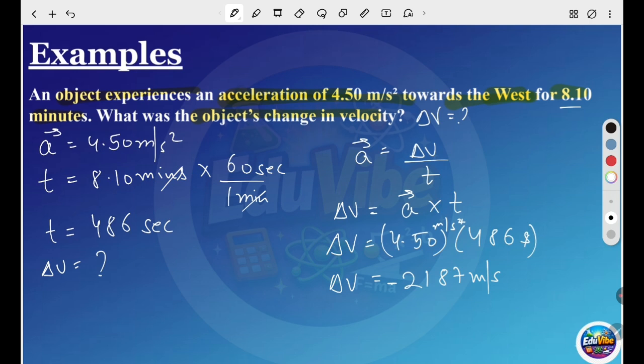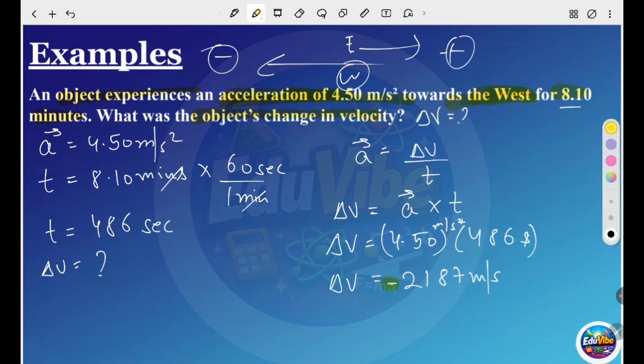Why should it be negative? Because the acceleration is in the west direction. So the object experiences that, and the change in velocity also goes in the west direction. We know that west is always the negative direction, and east is the positive direction. This is our east and this is our west. So west is negative, so we take the change in velocity as negative.